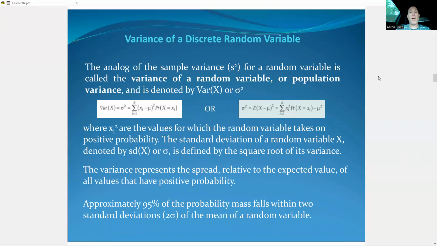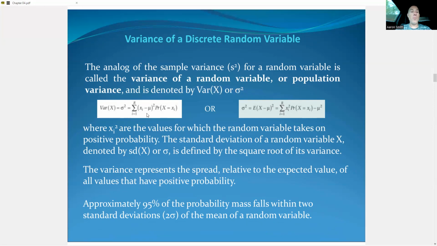Now, the variance of a discrete random variable, the analog of the sample variance for a random variable, is the population variance, also called the variance of a random variable. And we will frequently denote this as V of x, var of x, or sigma squared. All right, so how do we compute this?